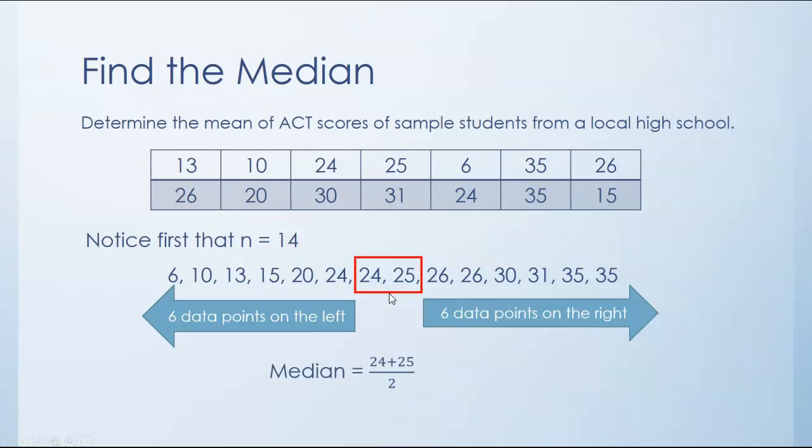So now to find the median, we're actually going to add the 24 plus 25 together and divide it by 2. That's how we make an average, right? We add the data points together and divide by how many we added. That's going to give us 49 divided by 2, or 24.5. And again, notice that 24.5 is not part of our data set, but that is our median, or the center of our data. If you'd like any more examples of finding the median, please let me know.